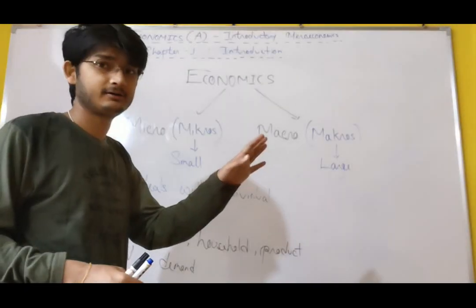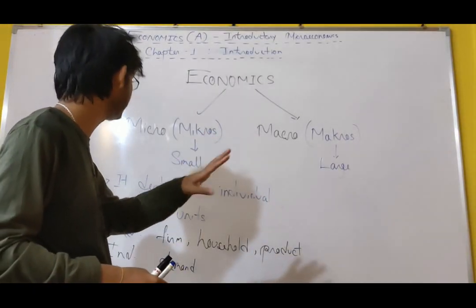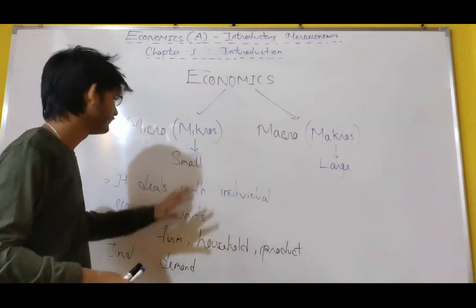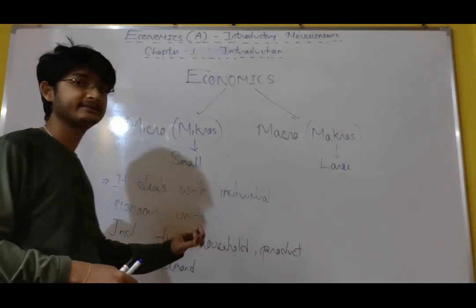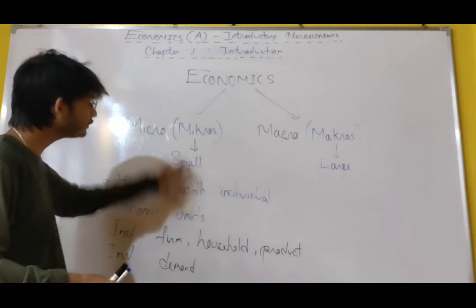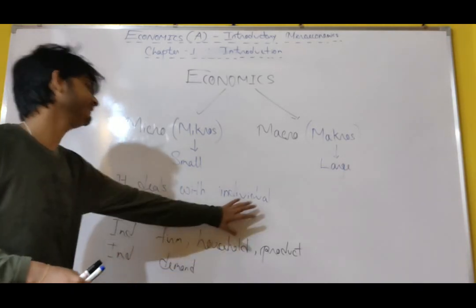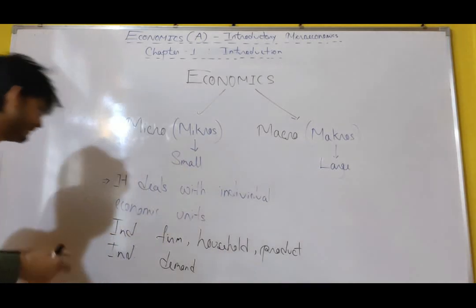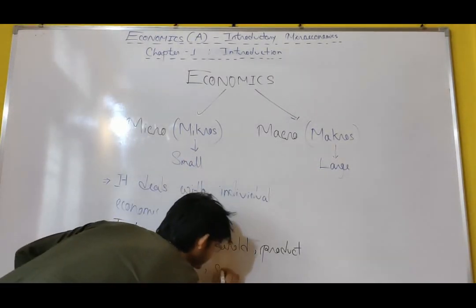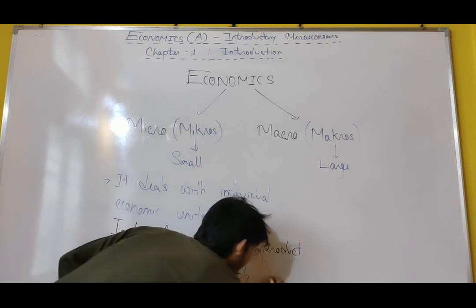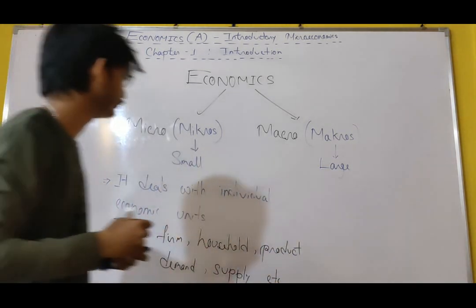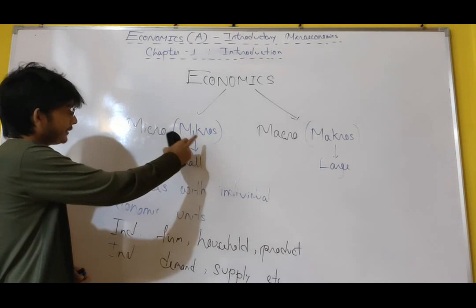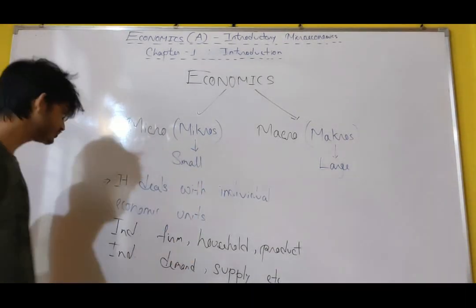I'm sorry, we sometimes may take two things into consideration, which we will discuss at a later period. But for the sake of simplicity, just understand the simple fact that in microeconomics, whatever we deal with will be small, individual economic units, like individual firm, individual household, individual product, individual demand, or individual supply, and so on and so forth. So this is the simple concept of microeconomics, which got derived from the Greek word micros, which means small.